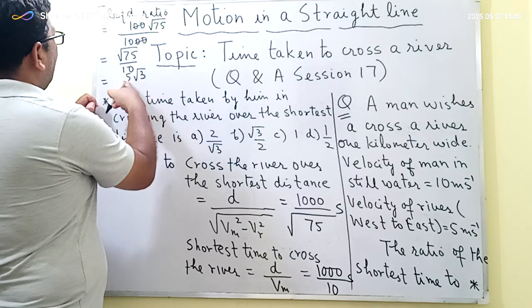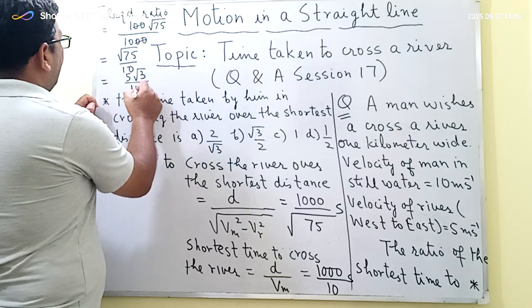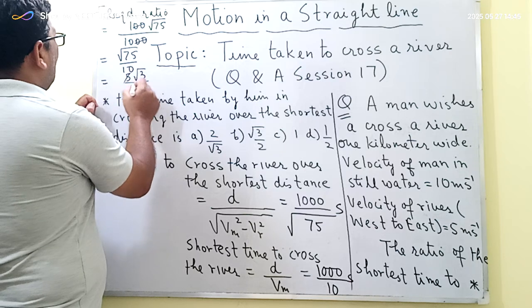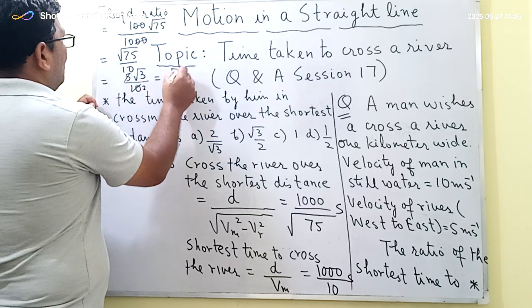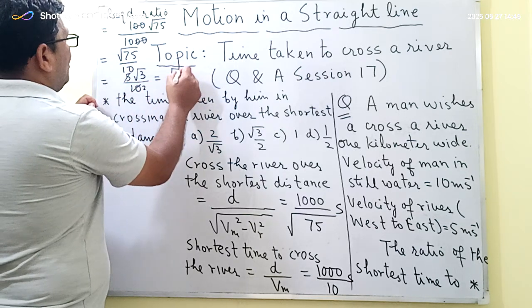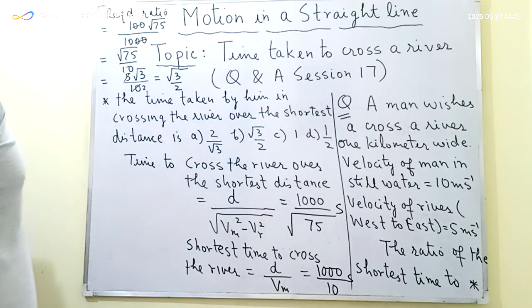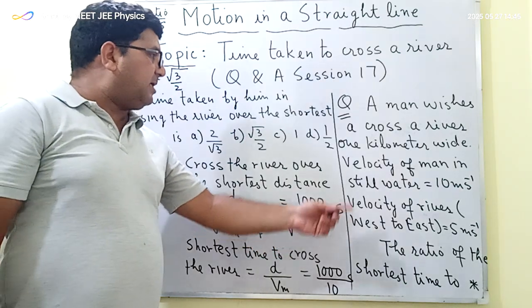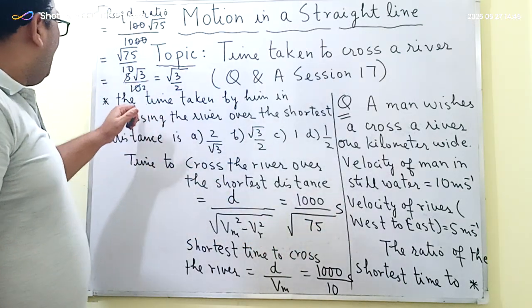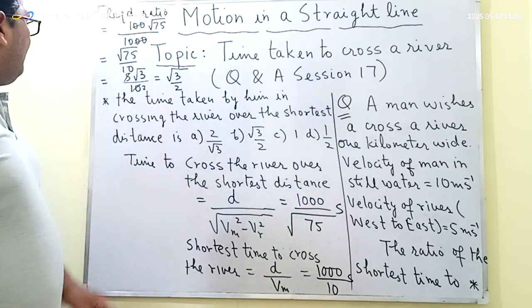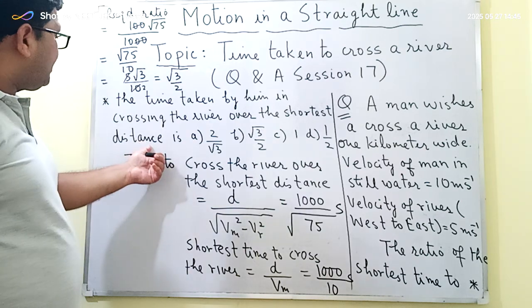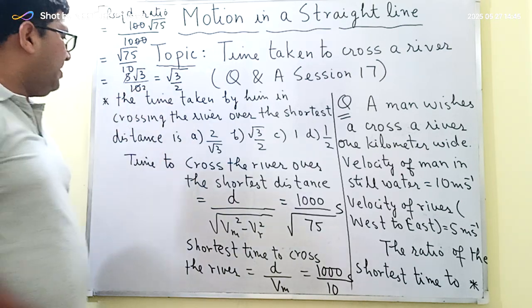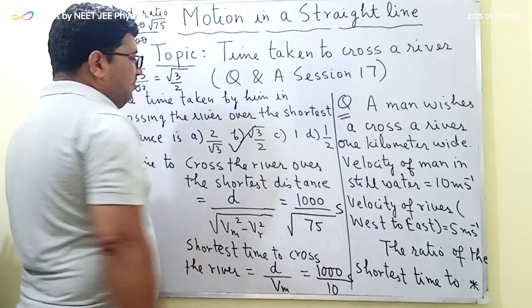5 root 3 divided by 10. So this is equal to root 3 by 2. So the ratio of the shortest time taken by this man to cross the river and the time taken by him to cross the river over the shortest distance will be equal to root 3 by 2. So the correct option here is B.